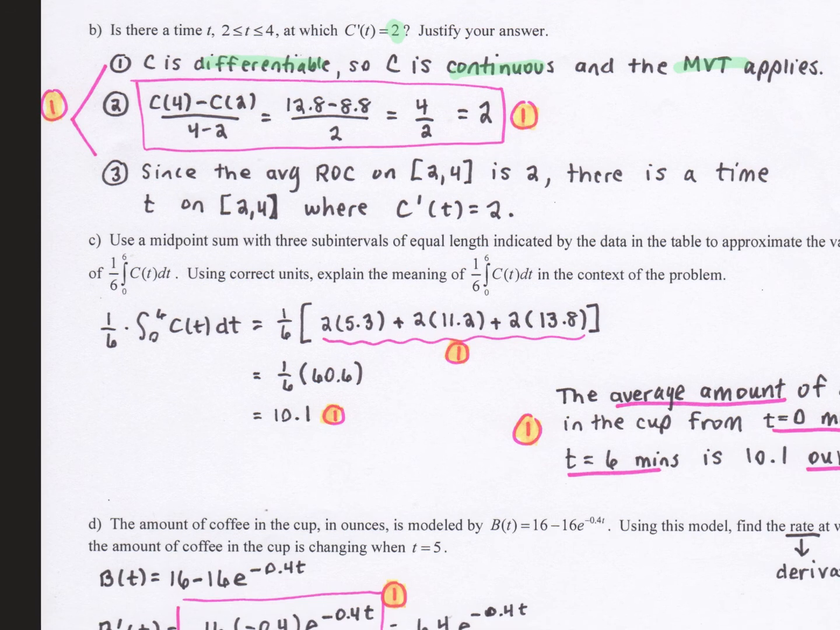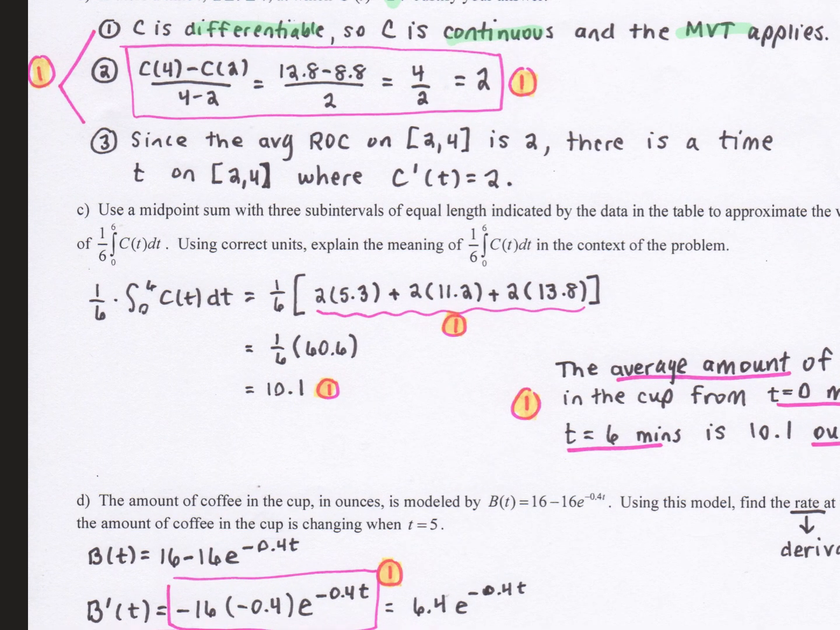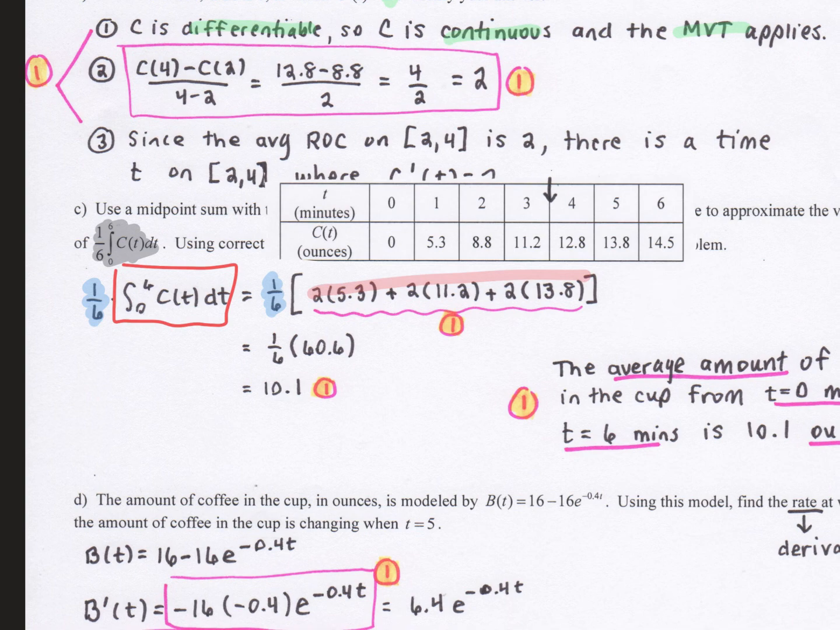Part C wants me to use a midpoint sum with 3 subintervals of equal length to approximate 1/6 of the integral 0 to 6 of C of t dt. The midpoint Riemann sum is going to be used just to approximate this part. So make sure that you have the 1/6 just hanging on the outside, and then I'm doing my midpoint Riemann sum. To do this midpoint Riemann sum, I'm going to split this into 3 equal subintervals, so from 0 to 2, 2 to 4, 4 to 6, and within each of these subintervals, I'm going to pull the middle value.